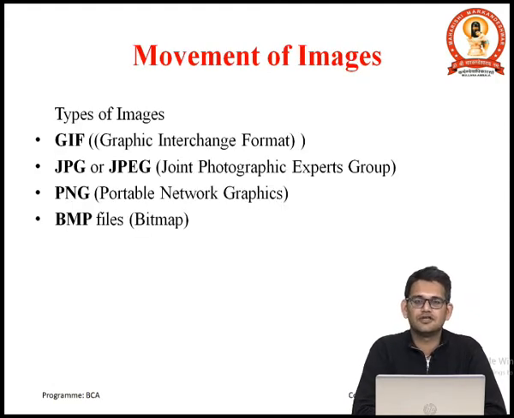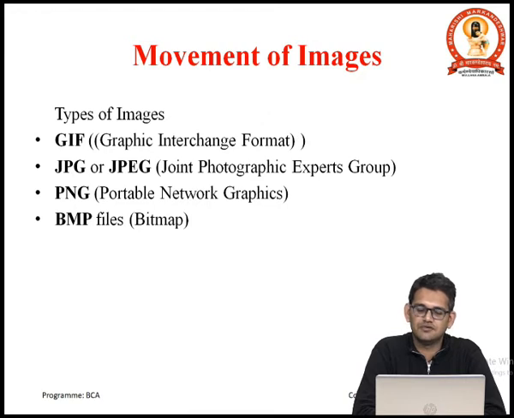So, we are going to discuss the types of images which are supported in HTML. There are basically 4 types of images which are supported by HTML. The first format is GIF. What are GIF images? GIF stands for Graphical Interchange Format, and these are supported within HTML. The next group of images is JPG or JPEG, which means Joint Photographic Expert Group. It is the full form of JPEG, and these types of images are also supported within HTML.